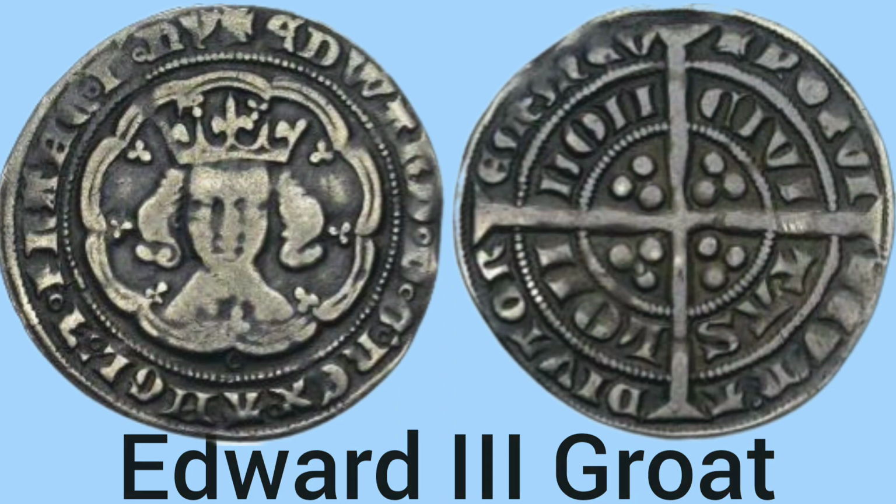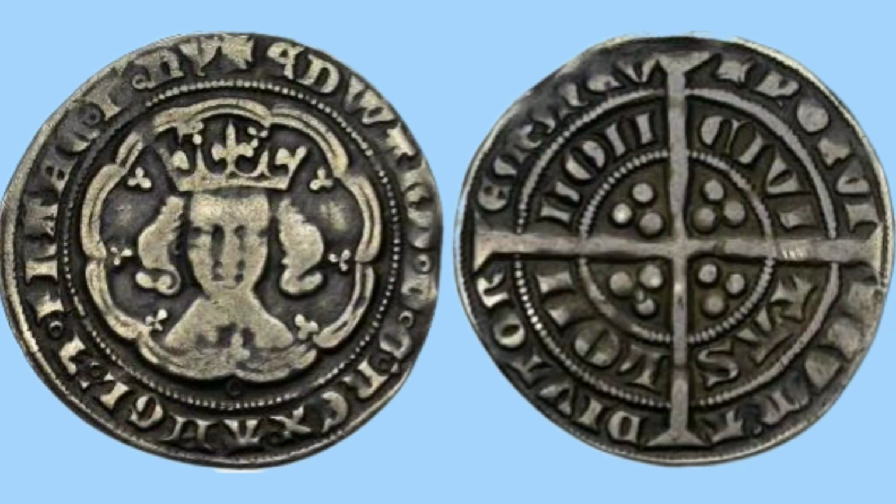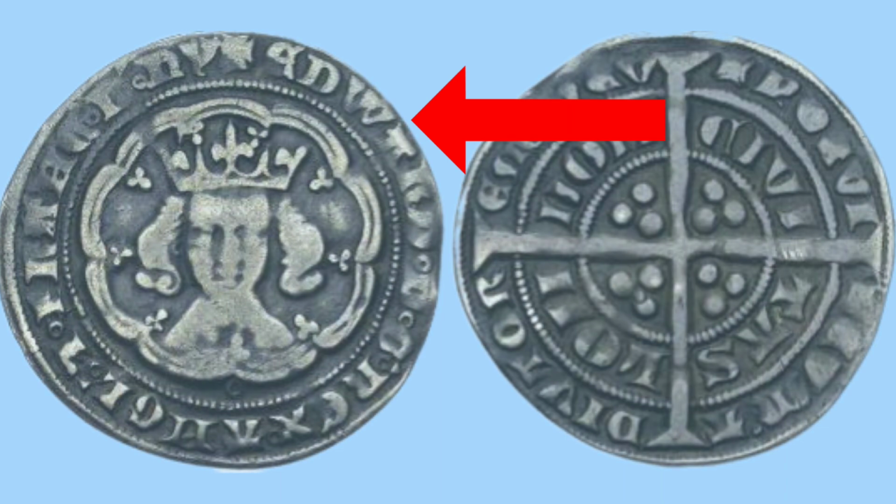Here is an Edward III groat. So, this coin features a long cross and 2 legends around the inside part of the coin on the reverse, and the obverse features a crowned portrait of Edward III looking straight out of the coin. We even see his name, Edward, here at the top of the coin on the obverse.